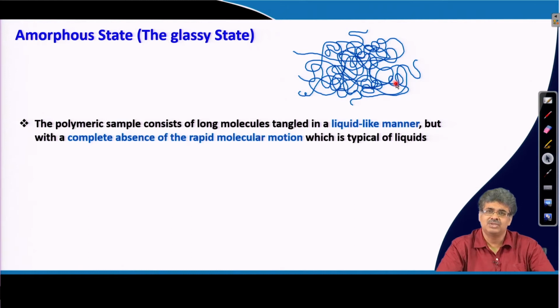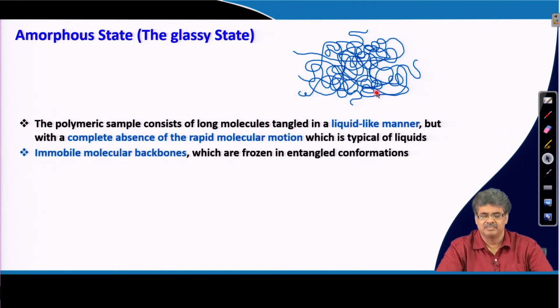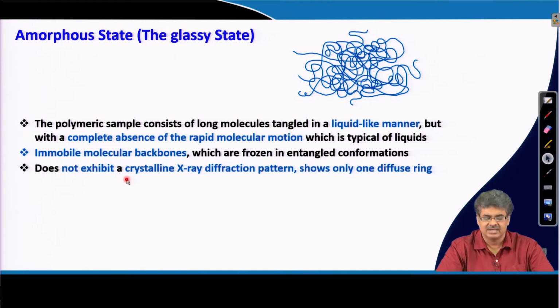So, in the true sense polymer glass is probably more like a liquid state, but because it has no molecular motion and the viscosity is extremely high, from a practical point of view it is actually a solid material, but from a molecular point of view it is a liquid material. So, it has immobile molecular backbones which are frozen in entangled conformation, and does not exhibit a crystalline X-ray diffraction peak, it only shows a diffuse ring.